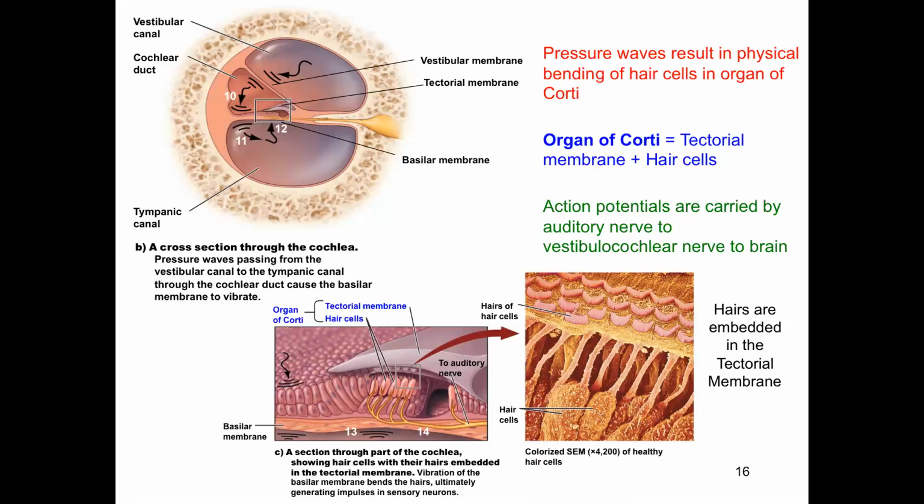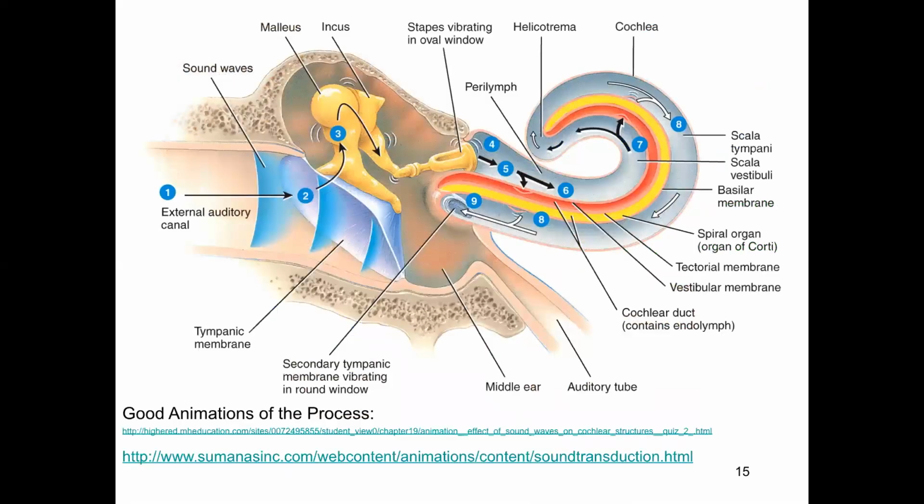Now, I would recommend watching that video because that will help a lot. There's a lot of little things going on. We have the tympanic membrane, the vestibular membrane, the tectorial membrane, and the basilar membrane, so try to keep that all in perspective. And we have the different chambers. We have the endolymph in the middle and the perilymph on the outside. So try to keep that all straight.